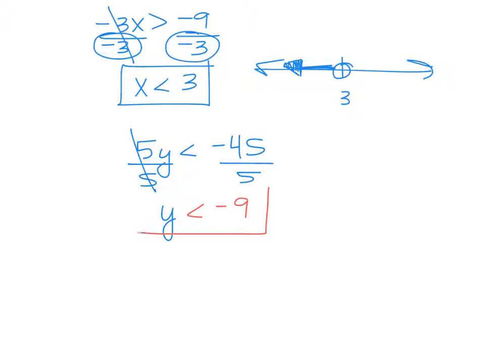Negative 9. So then to graph it, here's your negative 9, open or closed? Open. Turn it into an arrow, you go left. Questions on that? Good.